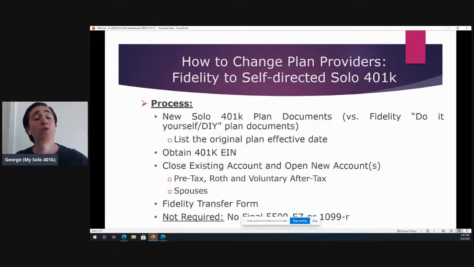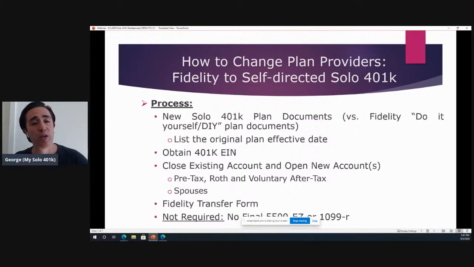You'll need, of course, to close your existing account. So even if you're going to keep the money at Fidelity, it's going to be a new account at Fidelity, because that existing account that you have on Fidelity's books relates to Fidelity's plan documents. Whereas when we set up that free brokerage account, what Fidelity calls an investment only account, or what they used to call a non-prototype account, the money or the assets would need to transfer over to that new account.